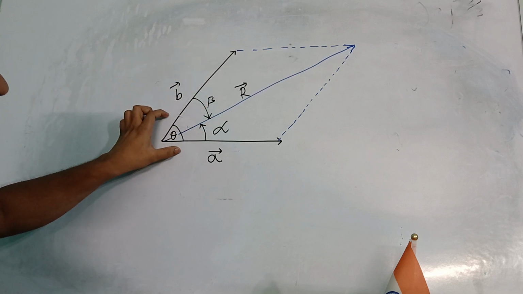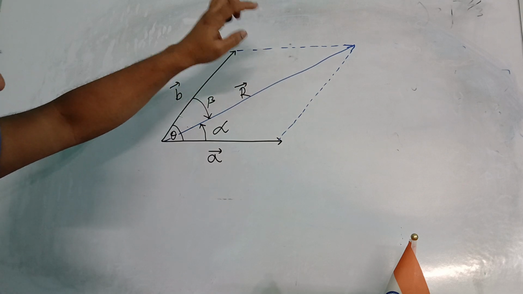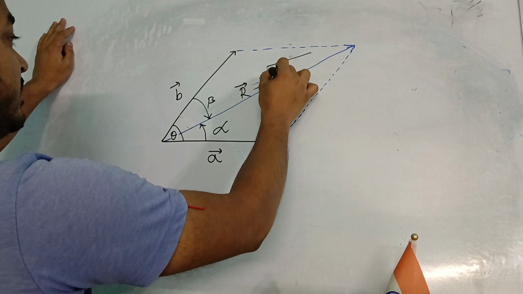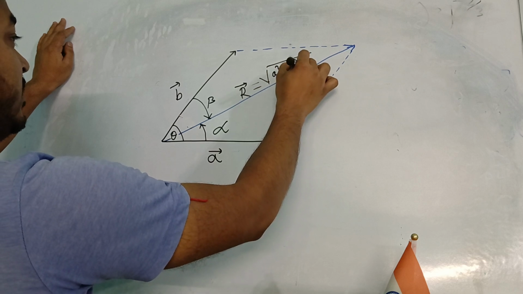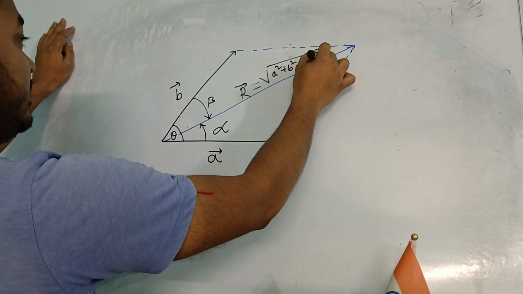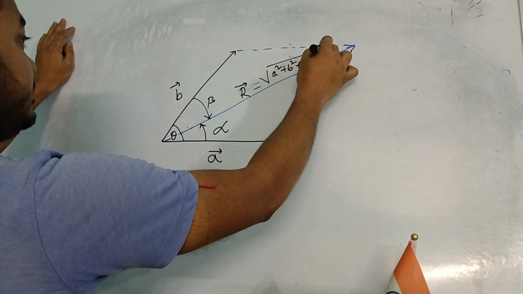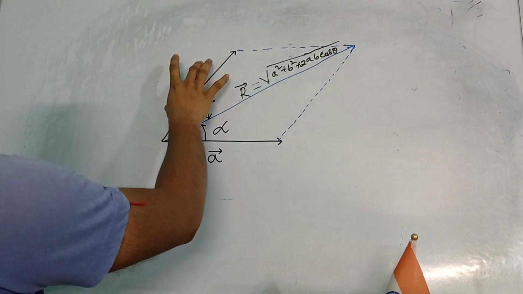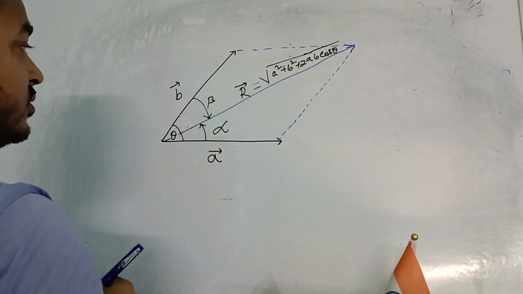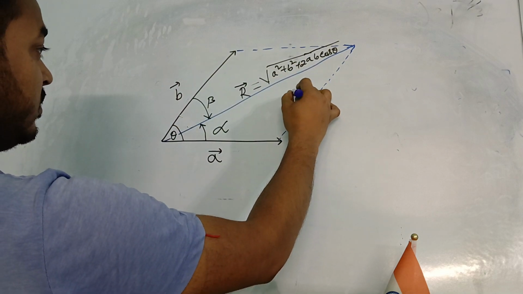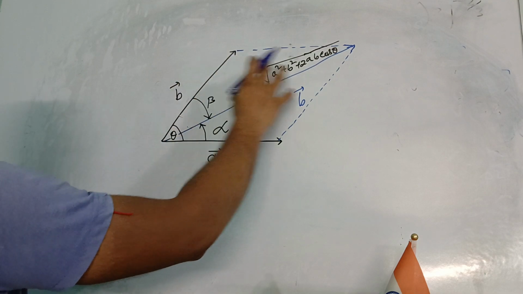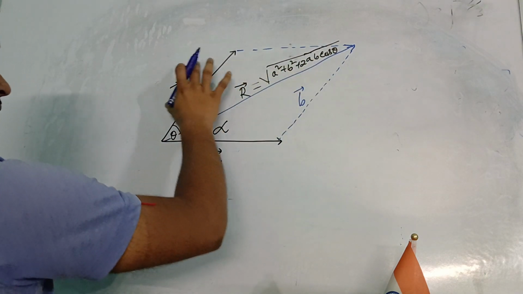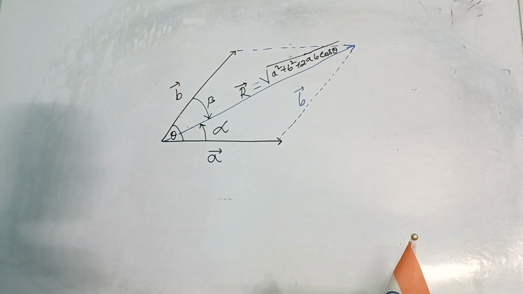We know the two vectors, and we know the resultant because the resultant is root over first vector square plus second vector square plus 2 times vector A vector B cos theta. If this is B, then that is also B. The magnitude of this B vector is equal to the magnitude of this dotted line. If we shift it parallel, it remains the same.